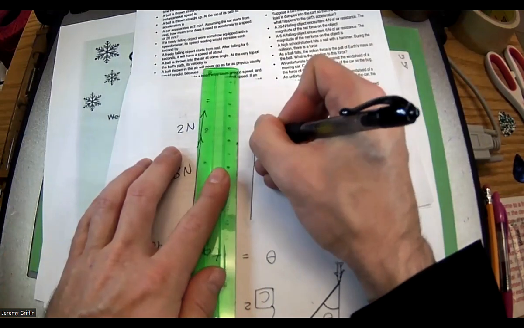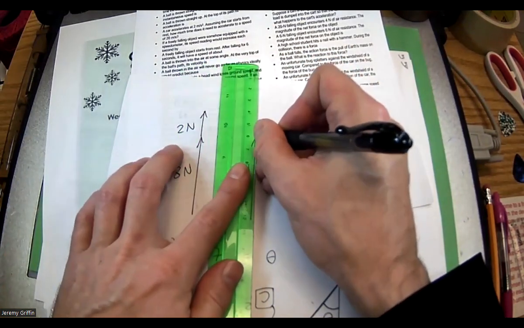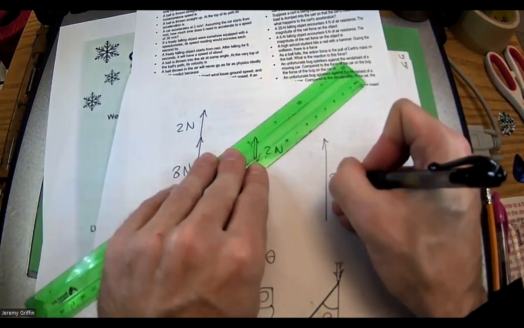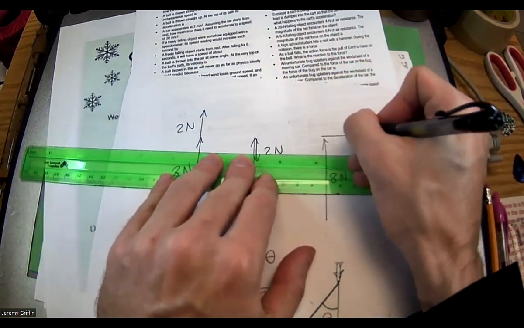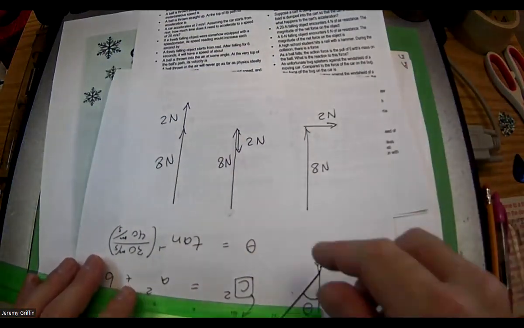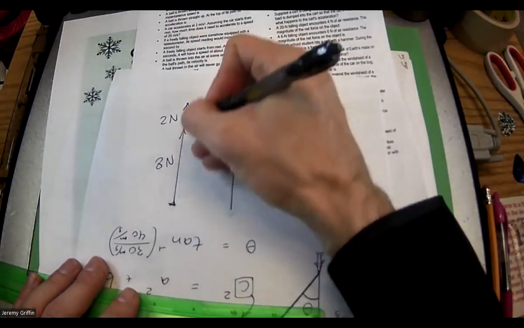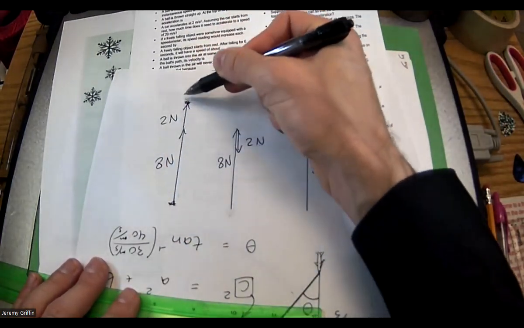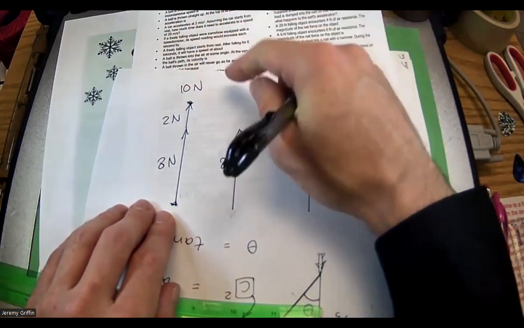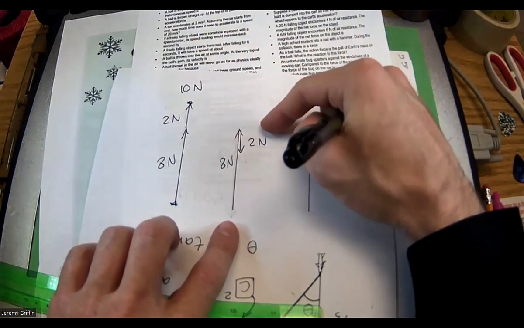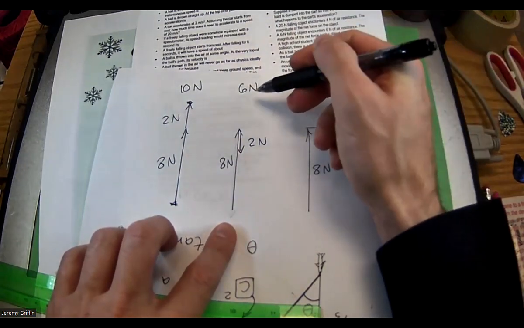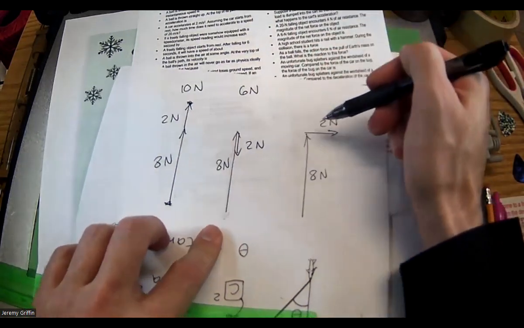Or what if you do it this way? 8 newtons and 2 newtons. Or what if you do it this way? 8 newtons and 2 newtons. You guys see how I've connected all these tip to tail? And then I can get a resultant by going from the tail of the first one to the tip of the last one. What's the net force on that first example? 10 newtons. What's the net force on the second example? 8 minus 2. Do you guys see 6 newtons? Net force. How about this third one?